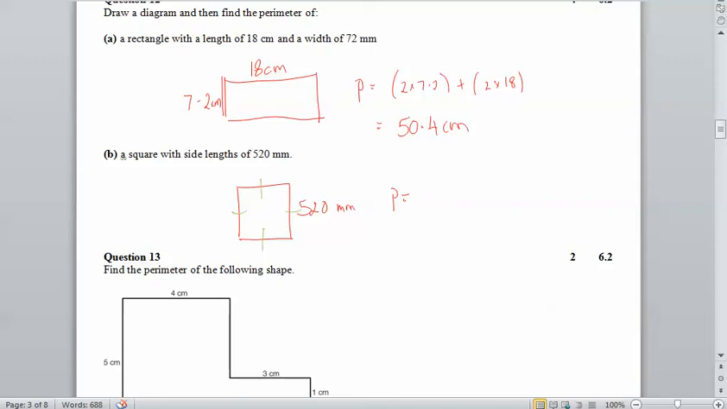Well, that's fine if you want to convert it, but you don't need to. It's still correct, yes. 2,080 millimetres, or 208 centimetres, yes.